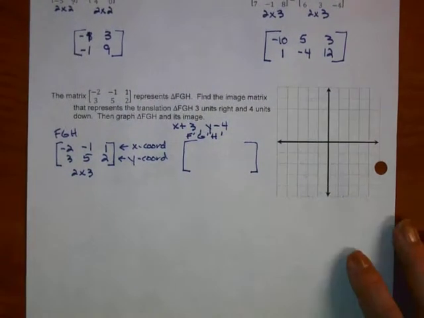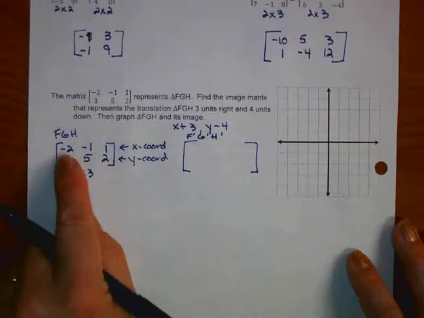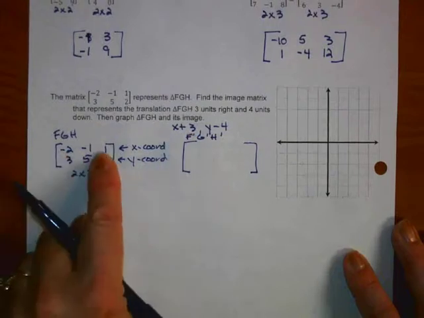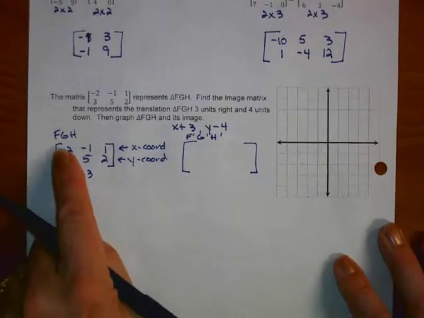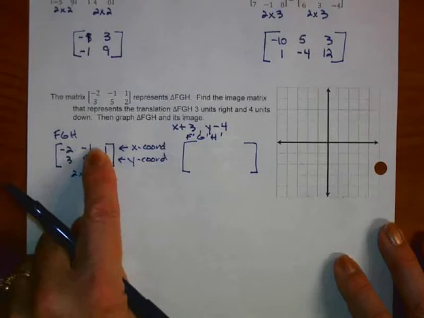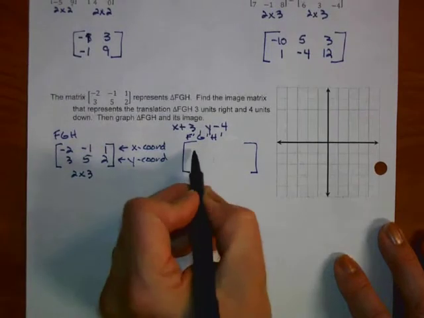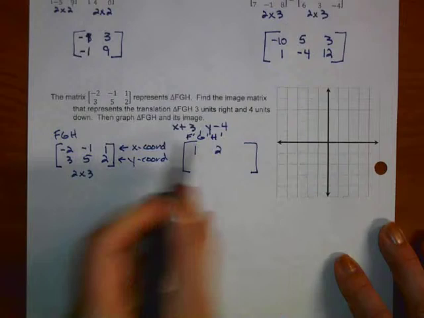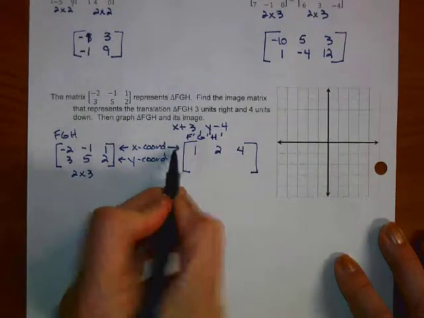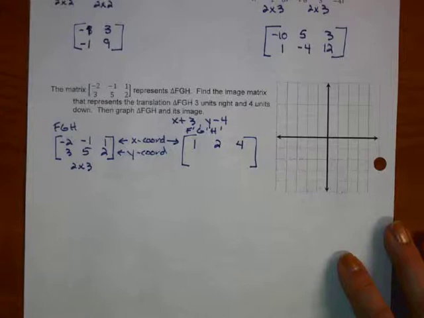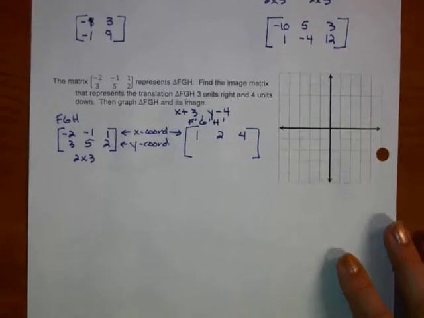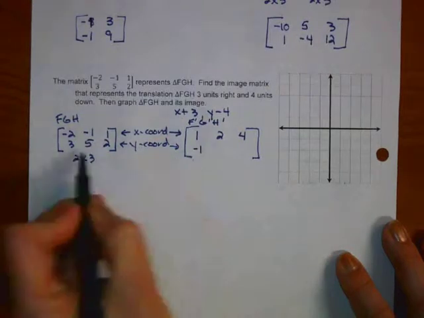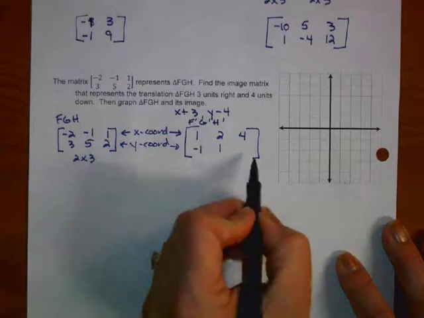So just think about it. My first row is the x-coordinates, what do I have to do to all of them? In the first row, just the first row, I'm going to add 3, right? Okay, so go ahead and do that. Negative 2 plus 3 is what? 1. Negative 1 plus 3 is? And 1 plus 3? So those are my x-coordinates. And then what do I have to do to my y-coordinates? Subtract 4. So 3 take away 4 for my first one is what? 5 take away 4? And 2 take away 4.